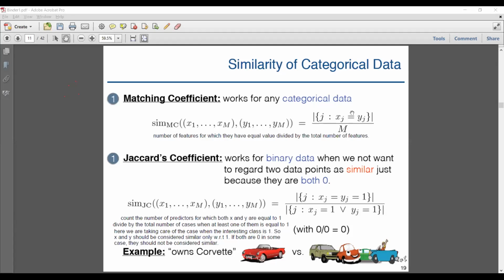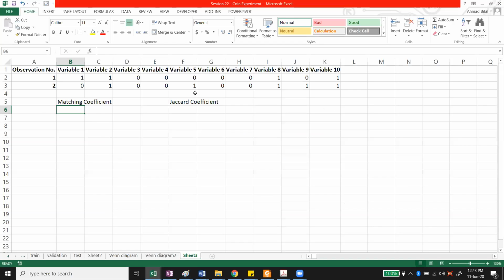Now let me show the same thing using this example here. Let's say you have a data set like this. Can you see the Excel sheet here? Yes, sir. Okay, so let's say you have this data, you have 10 different variables, and you have two observations that you want to compare with each other. Of course, you could have many more observations, and you may need to find pairwise distances or similarities.